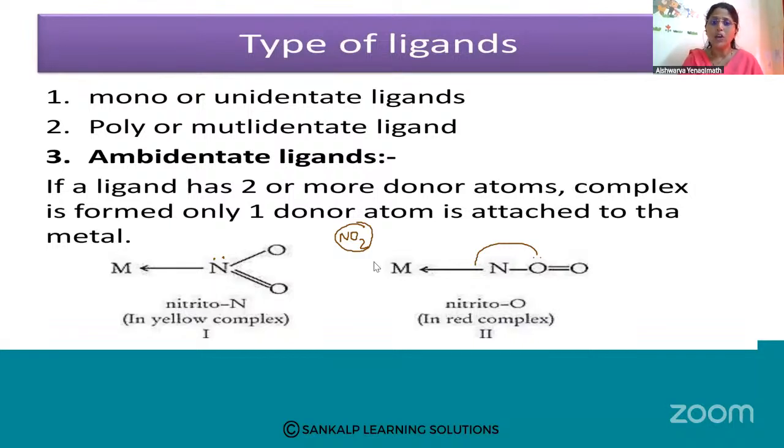So depending on which donor atom donates, in the complex only one donor atom will be donating, depending upon the need of the complex. You cannot say both will be donating at the same time. If both were donating, we would call it a bidentate ligand. So this is not bidentate, this is an ambidentate ligand. We saw different examples: NO2, CN or NC, cyanide and isocyanide, then SCN, thiocyanate or isothiocyanate.